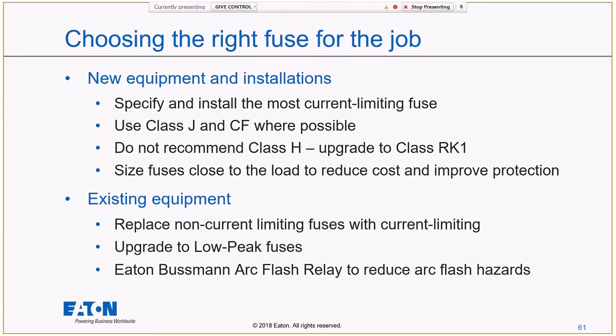With existing equipment, we want to replace any non-current limiting fuses with current limiting fuses. So if we see any of those white Class H K5 fuses out there, we always want to try and replace those, upgrade them to those low peak fuses, do that low peak upgrade program maybe for an entire facility. And then anytime you're trying to reduce arc flash hazards, that Eaton Bussmann arc flash relay system is a really great way to go.